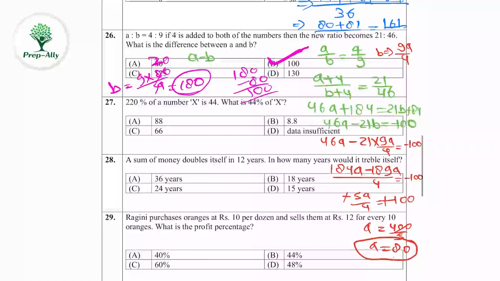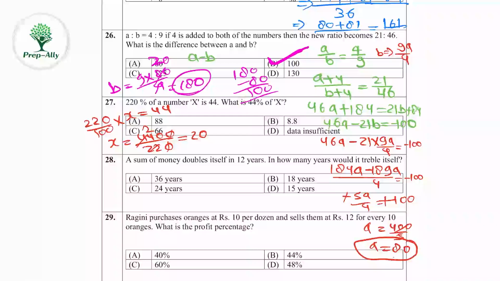Now for question number 27, 220% of a number x is 44. So here we first find x, then after that we have to find what is 44% of x. So 220% of the number x is equal to 44. So can I write x is equal to 4400 by 220? If I cancel out the zeros and the 2, we are getting x as 20.